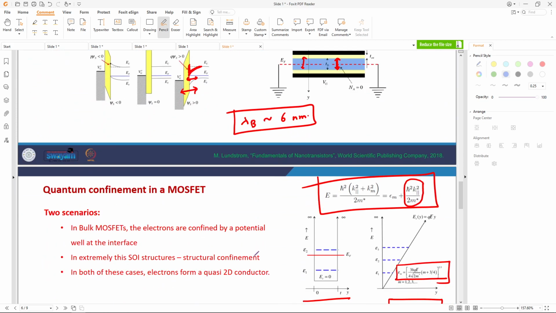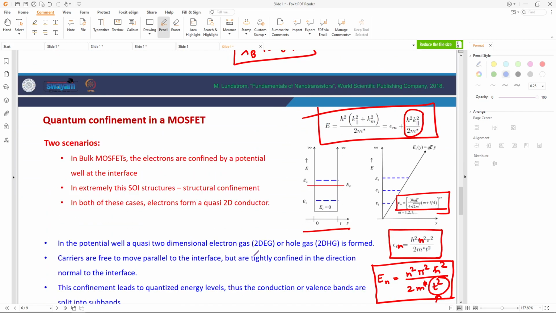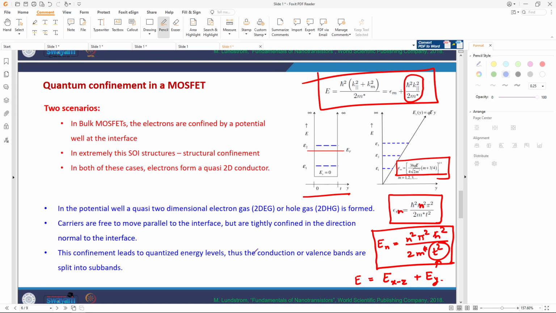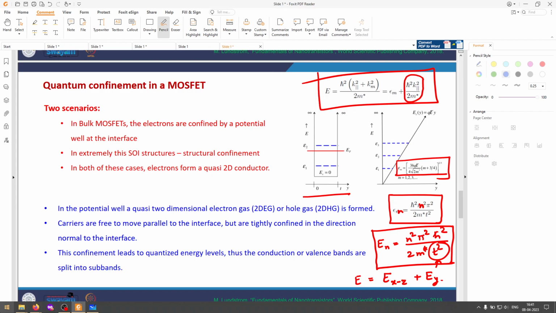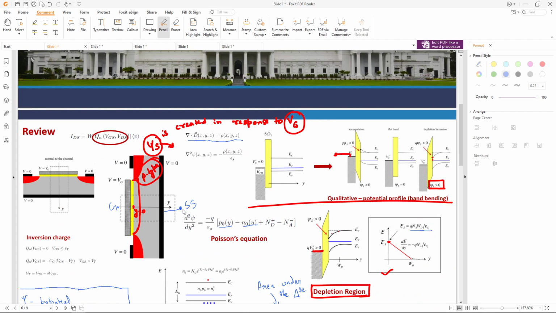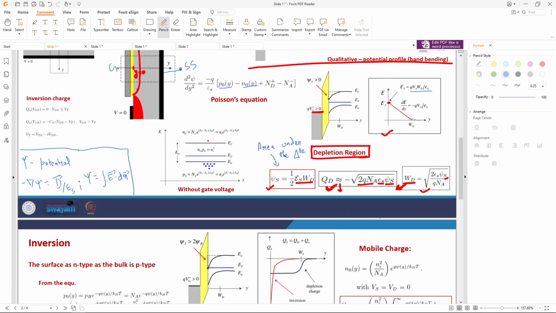So now we come back to quantum confinement. There can be two forms of confinement. Essentially, there is quantum confinement even in a bulk MOSFET. How does that happen? Can you tell me? See this depletion layer width.